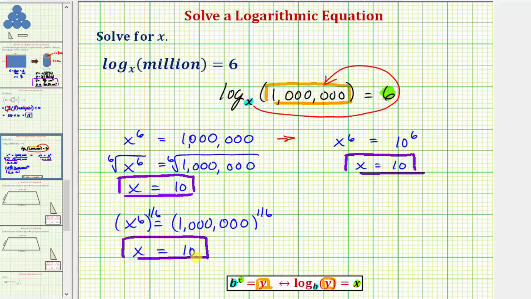So once we write the exponential equation from the log equation, there are a few variations on how to solve the equation for x, but either way the result is x equals 10.